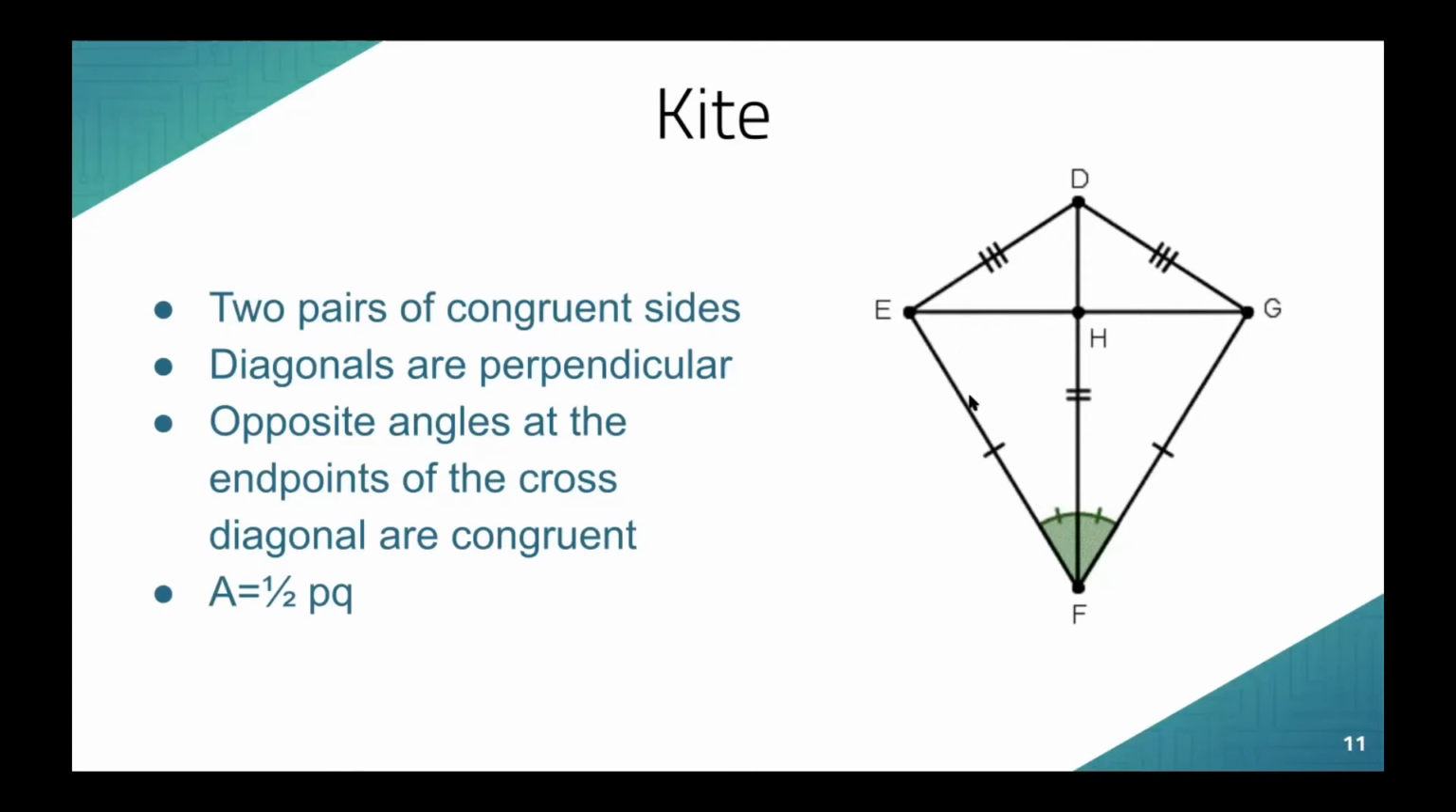And the opposite angles at the endpoints of the cross diagonals are congruent. So in this case, it would be the green angles, EFH and GFH. They are congruent, but they are cut in half by the diagonal. And the area formula for a kite would be 1/2 times PQ, where P and Q are the diagonals.